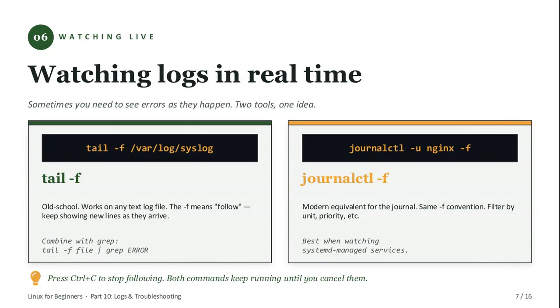Reading logs after the fact is one thing, but often you want to watch errors as they happen. Say, while you're restarting a service and waiting for it to misbehave. For plain text files, tail -f is the classic move. It follows the file and prints new lines the moment they're written. For system services, journalctl uses the same -f flag, and you can pin it to a single unit like nginx. Pipe either one through grep to filter for the word error, and hit Ctrl+C when you're done.